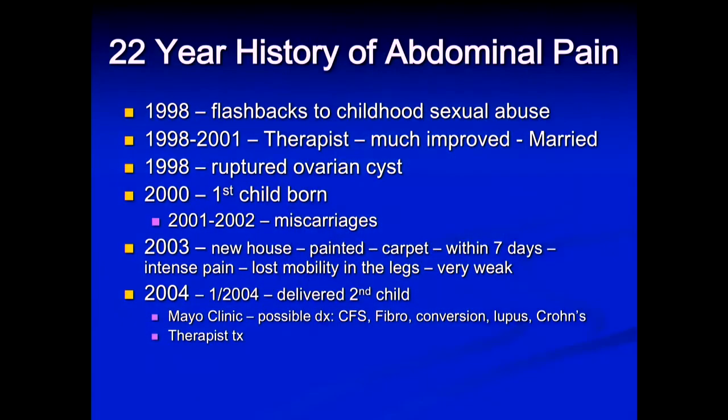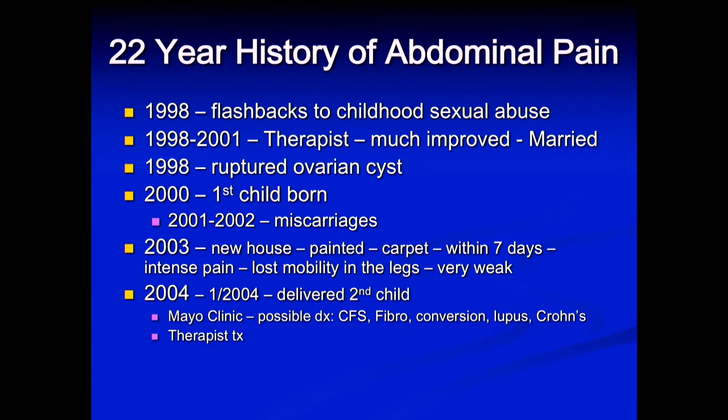October of '97, she had intense abdominal pain and found that she was unable to walk and unable to move her limbs. So 2 months later, they found an Indian medicine man in the southwest of the United States, who gave her some herbs, and that fixed her problem. So 1 year later, she started having flashbacks to childhood sexual abuse. They recommended therapy. She got a therapist. She got a lot better. She got married. 1998, she had a ruptured ovarian cyst that created a lot of abdominal pain.